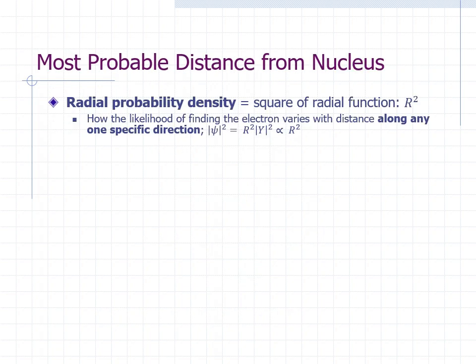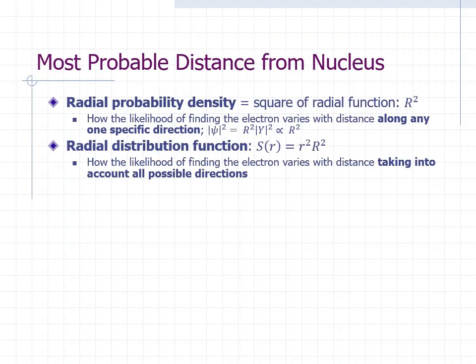Earlier, we learned that the square of the radial function, which is also known as the radial probability density function, tells us how the likelihood of finding the electron varies with distance from the nucleus along any one specific direction. That's because, for a given direction, the spherical harmonic is a constant, which makes the absolute value of psi squared directly proportional to the square of the radial function. So, along any specific direction, the most probable distance of the electron from the nucleus is where the maximum value of the radial probability density occurs.